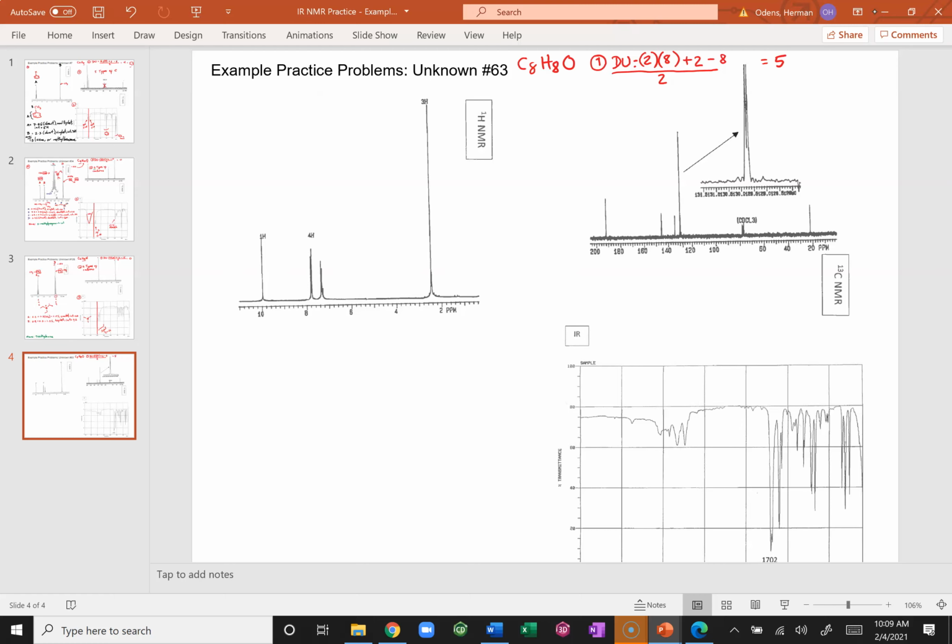So we have 5 unsaturations, of which 4 of them, every time you have 4 and up, you're dealing with benzene rings. All right? So here you will have 1 benzene ring plus 1 more unsaturation.